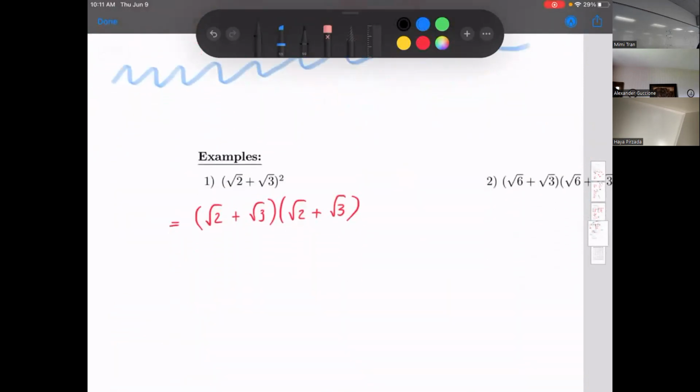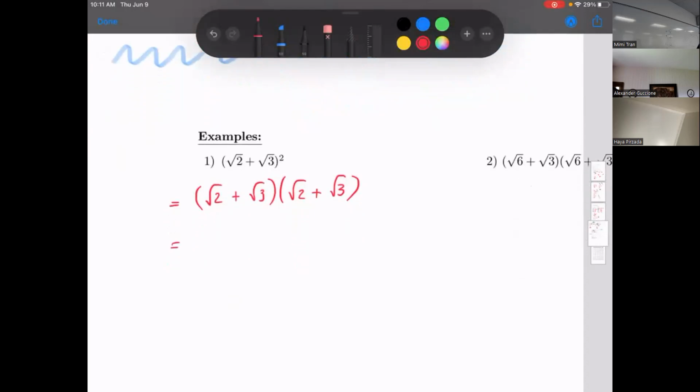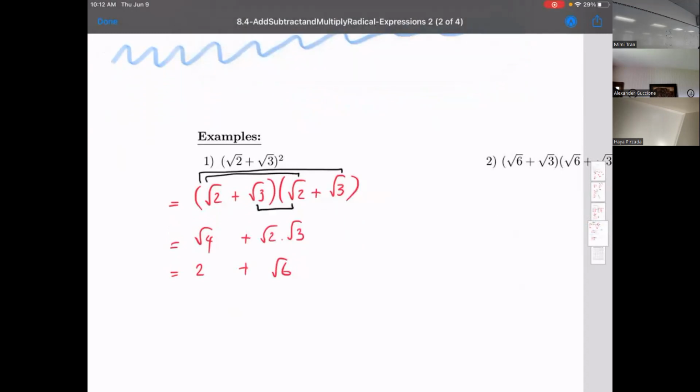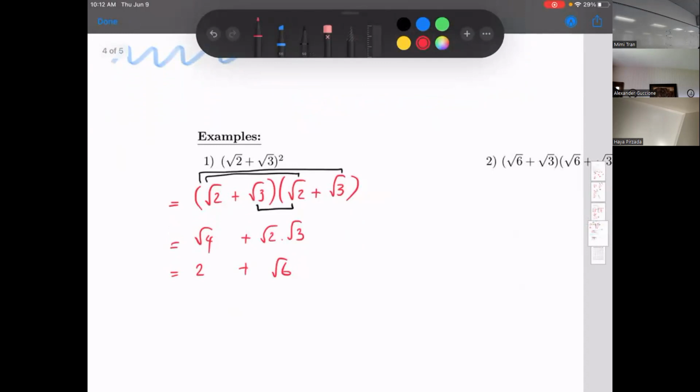Let's do some more examples that you might see on the exam. So here you have to use FOIL. What's root 2 times root 2? You tell me quick. Root 4, which is 2. What's root 2 times root 3? Root 6, right? And root 3 times root 2? Root 6 again.